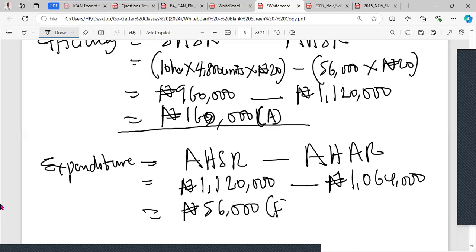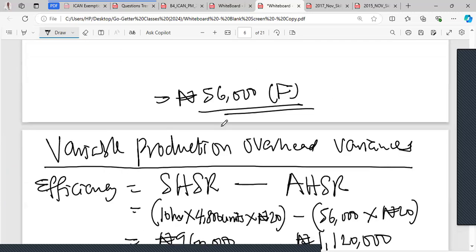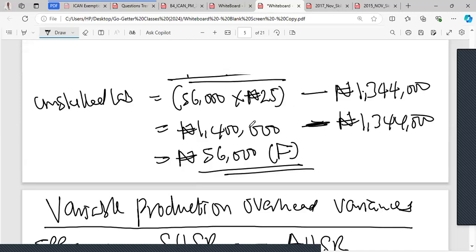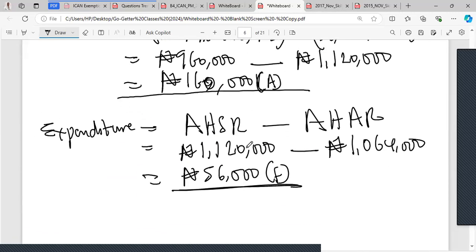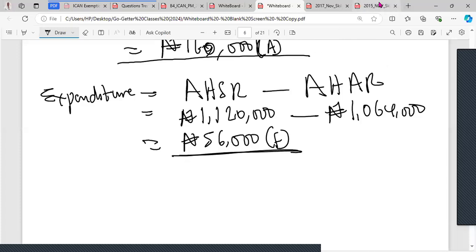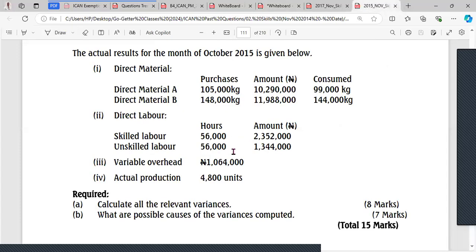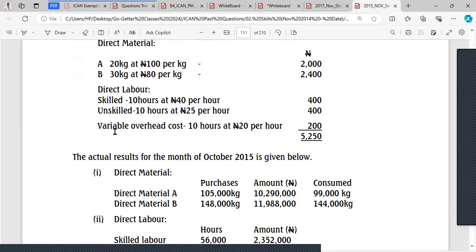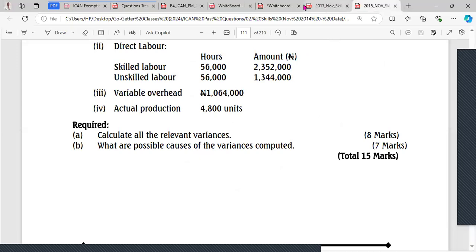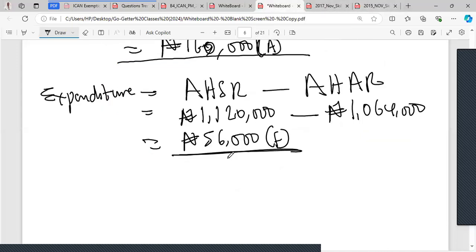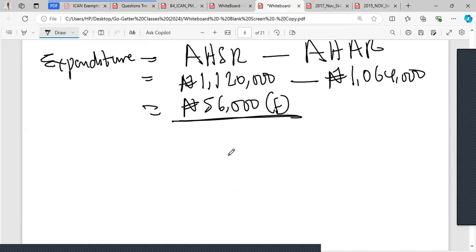56,000 favorable. And I cannot help but look at the other one that we have 56,000 favorable. Coincidence? Possibly. And let's check if there's fixed overhead. Now there is no fixed overhead. You have calculated all the relevant variances. So you can bring them on the table here.